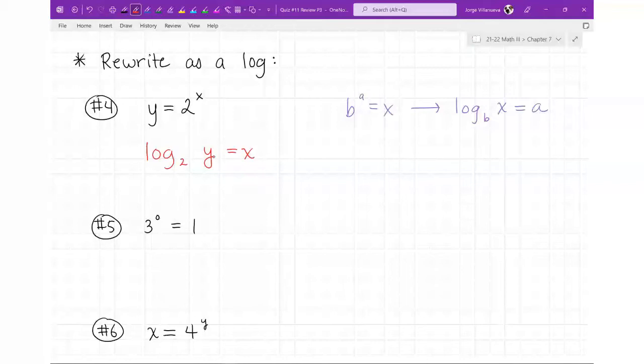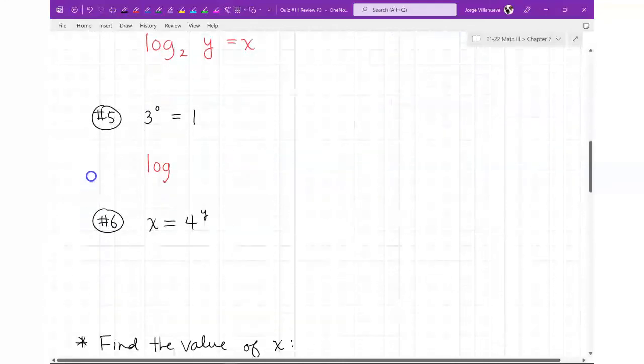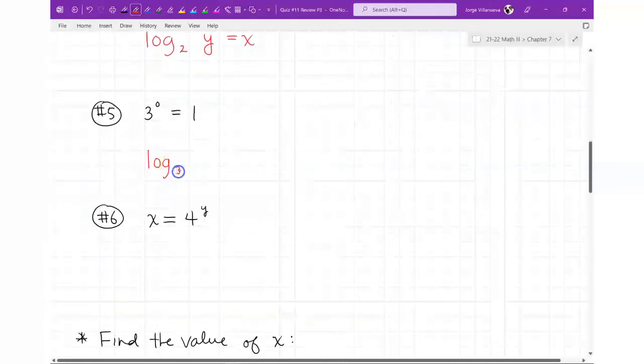So, number 5, I have 3 to the 0 equal to 1. So, what's my base for this one? For number 5? A 3. What's my power?